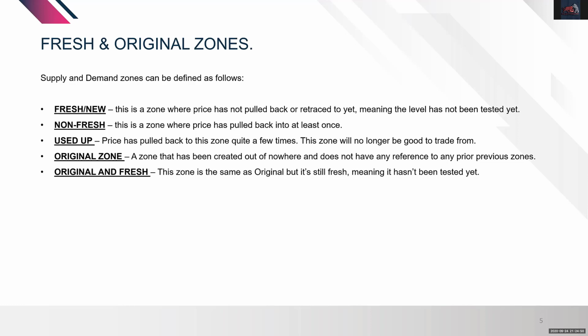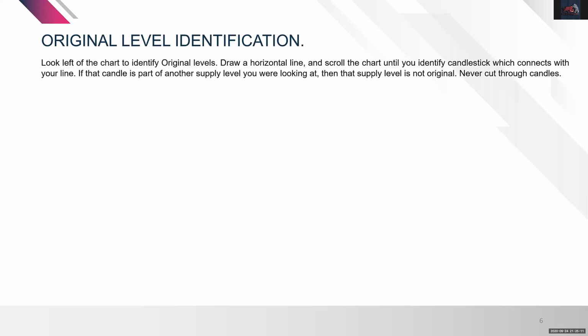So original and fresh. This zone is the same as an original zone, but it's still fresh, meaning market hasn't tested that zone yet. How then do we identify an original level?